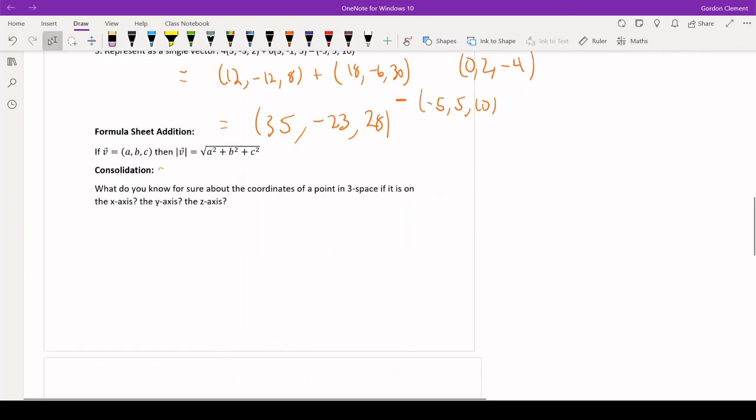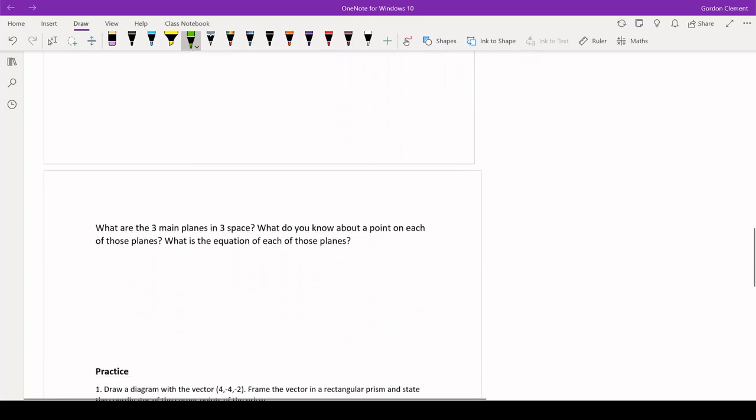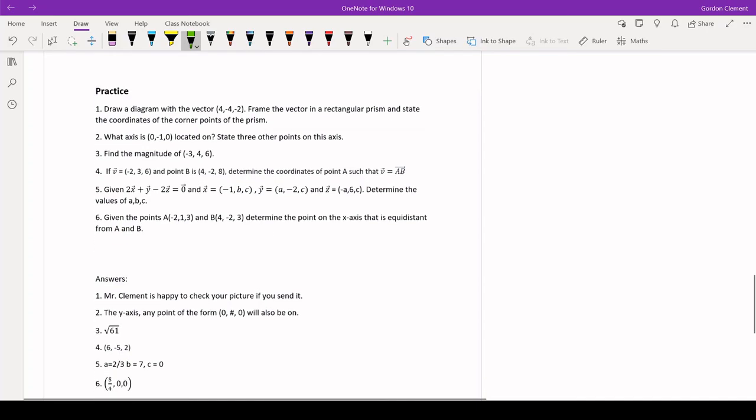All right, so for consolidation, what do you know for sure about coordinates of points if they're on the x, y, and z axis? I talked about that at the start. What are the 3 main planes? So I'm talking about the xy, the yz, and the xz planes there, like I did at the start, and then their equations. So I talked about those at the start, and then the practice we'll do in class.